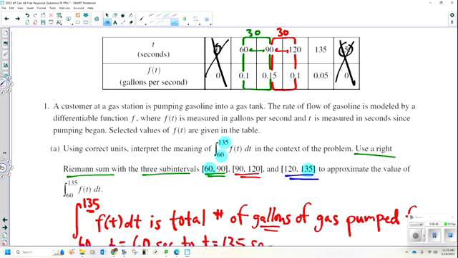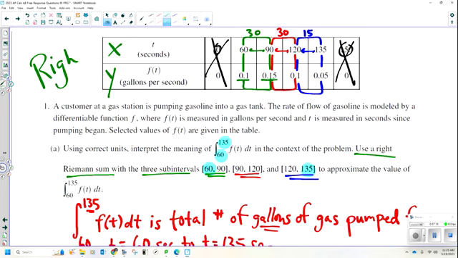I probably won't, so. And last but not least, from 120 to 135, that has a width of 15. So there are the 3 rectangles I'm going to add up the areas of. And anytime I do a right Riemann sum, you see my y values. So this would be an x, this would be a y. I have 2 y values, 0.1 and 0.15. But this is a right Riemann sum. So I want the right value, which is the 0.15.